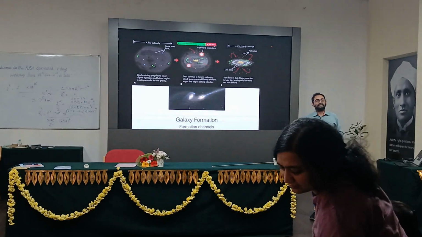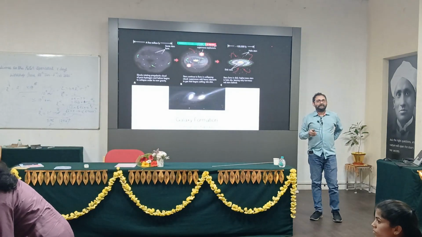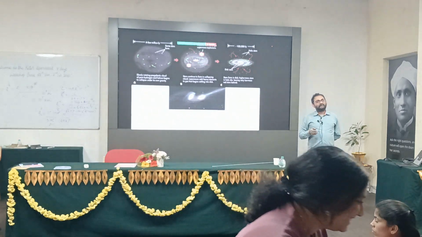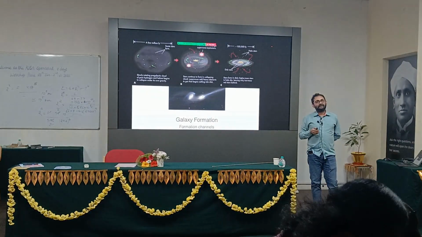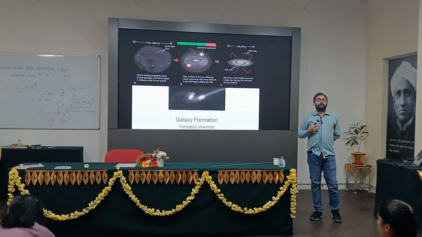Sir, in the beginning you showed that 69% is dark energy and 31% is dark matter. Dark energy means it is an unknown thing. Dark matter is also an unknown thing, right? How can we say the unknown thing is 31%? How can we predict it?